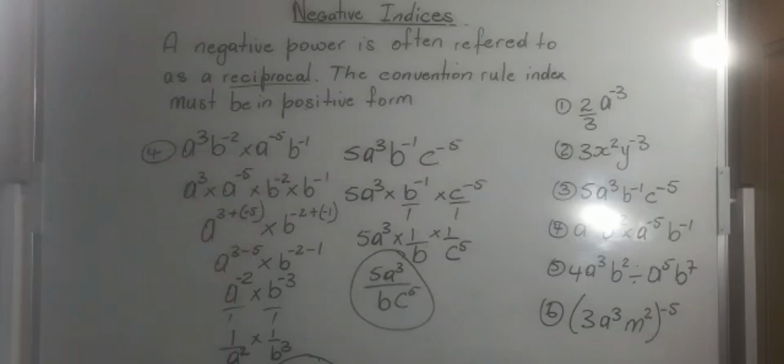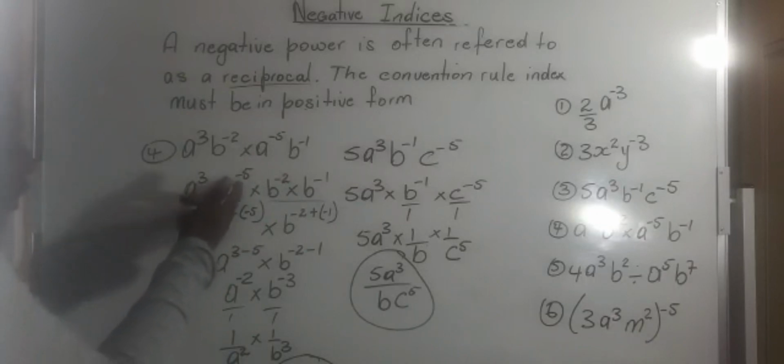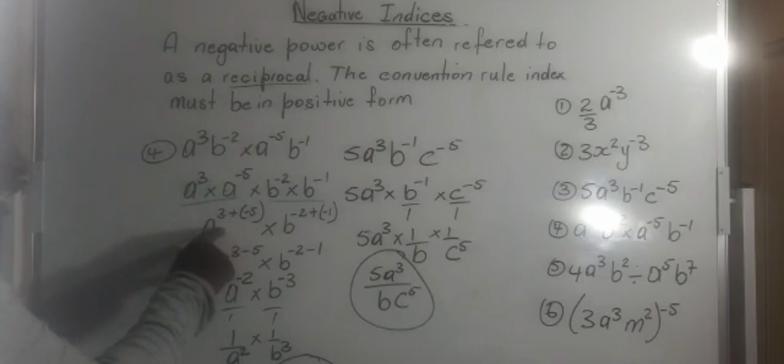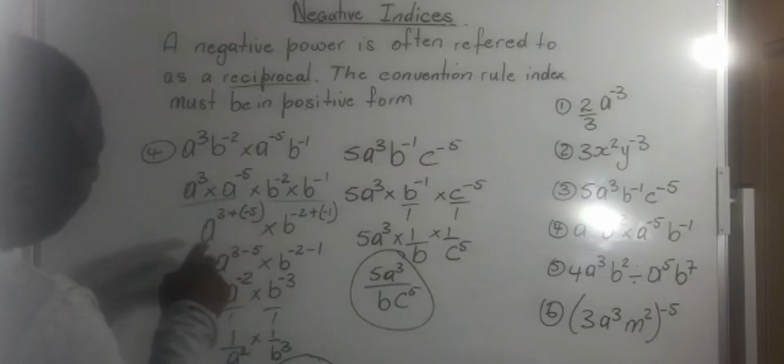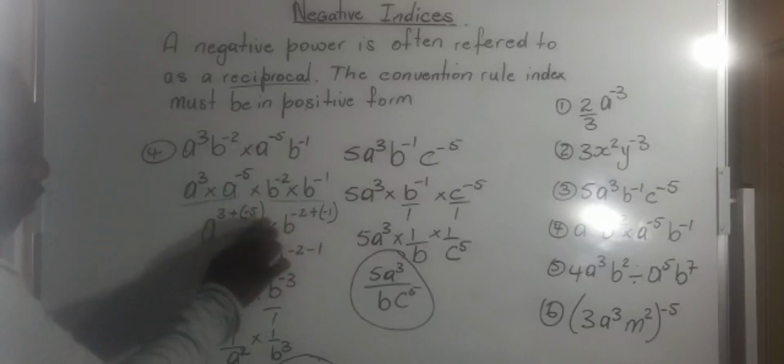So what we have done here, first we group our information, as you can see here. So we group our A's, we group our B's. Now the rule of indices tells us that once we are multiplying quantity or quantities with the same base, then we are to add the indices. In this case, A to the third plus, it's a negative number. I use another bracket just to separate the two signs.